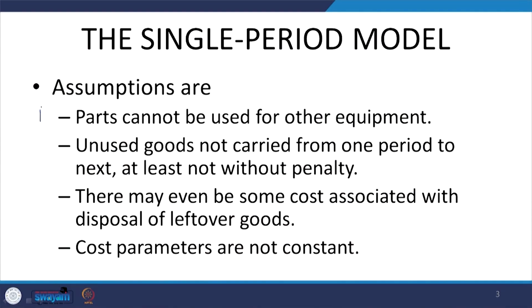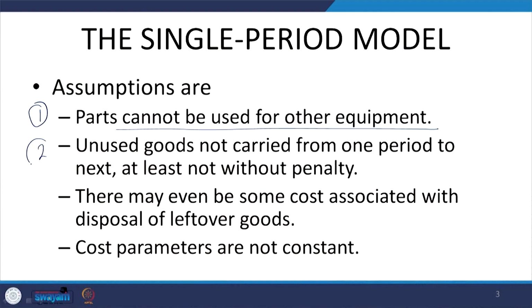Now, let us see some of the important assumptions when we are talking about the development of this single period inventory management model. Assumption number 1: parts cannot be used for other equipment. So, whatever part you are going to have, that is going to be used for that particular equipment. So, interchangeability is not possible. That is a kind of restriction for the development of this single period model.